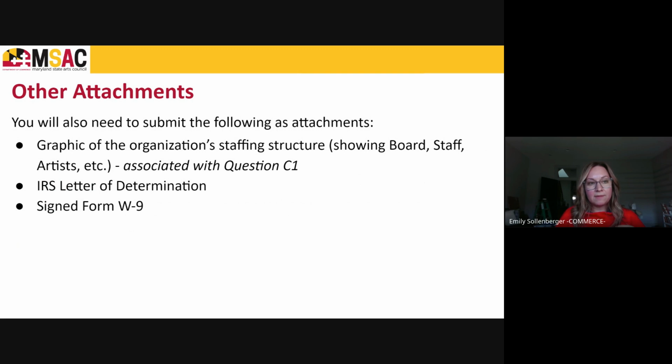And then just a note around some of the attachments that we're expecting. So Laura mentioned already in question C1 about the graphic of your organization's staffing structure. So really showing how your board, staff, artists, volunteers are working together and what that structure looks like in a visual way. You also will be required to submit your IRS letter of determination so that we know that you are indeed tax exempt. And then also a signed form W-9. So just make sure you've got a completed one, make sure it is signed and dated as well.